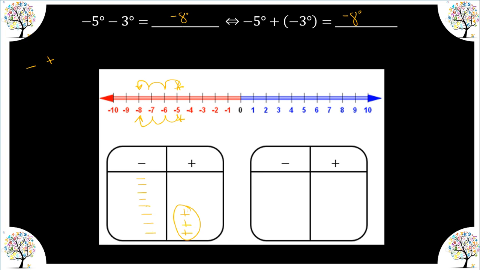We have 8 negatives. In this example, we're going to have 5 negatives and we're going to add 3 more negatives. We have a total of 8 negatives.